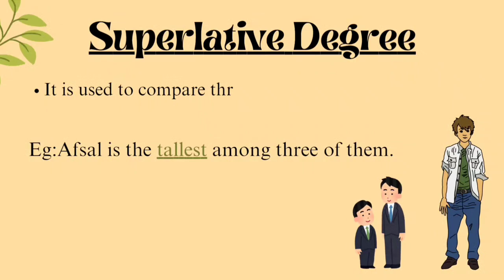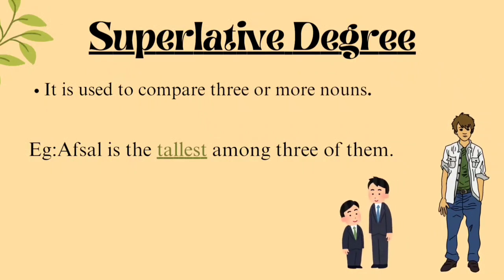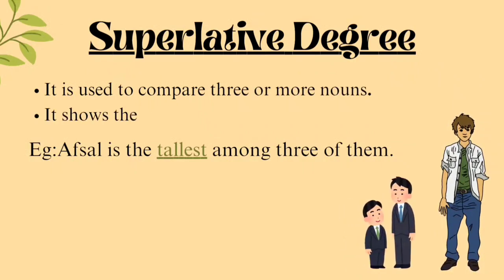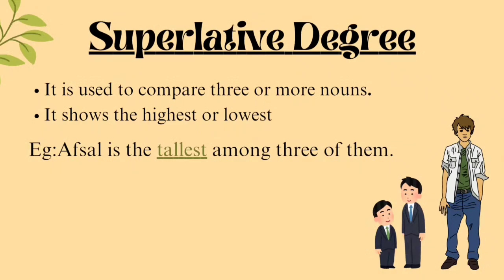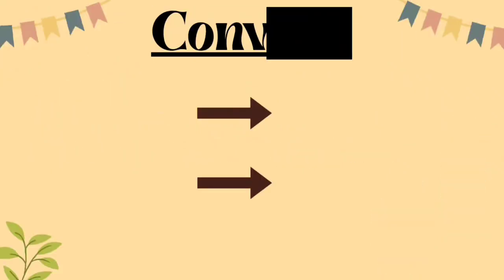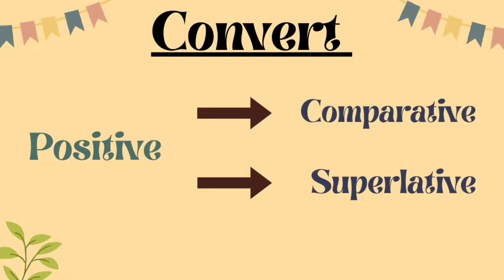And the third level of degree is superlative degree. If a third person came there named as Afzal, we compare their height with each other. And the sentence became Afzal is the tallest among three of them. Now let's learn how to convert the positive degree into comparative and superlative degrees.